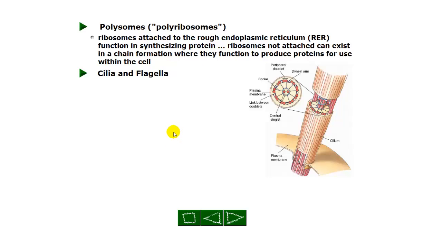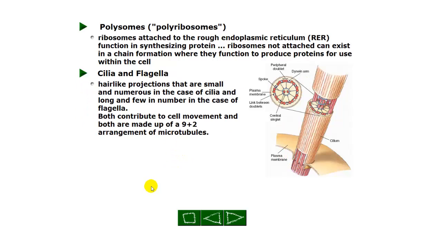Cells, some of them have cilia, tiny little hairs. Some of them have flagella, long whip-like tails. Hair-like projections that are small and numerous in the case of cilia. If you've taken Biology 11 and you've studied Protista, you will probably remember unicellular organisms like Paramecium that have these little oars. They use them to move around. They are ciliates, whereas organisms like Euglena have a flagellum, long whip-like tails.